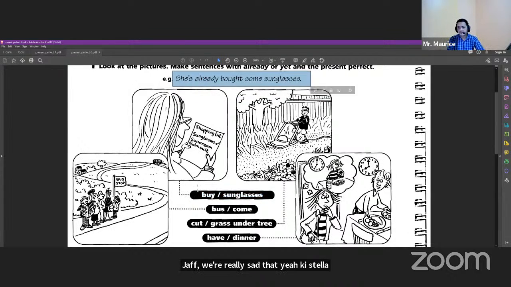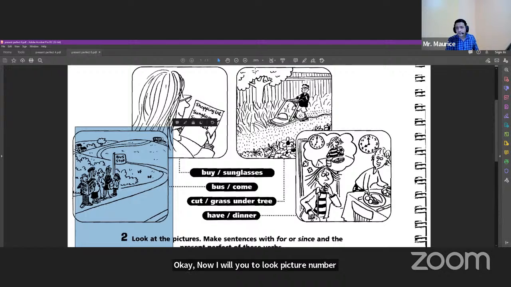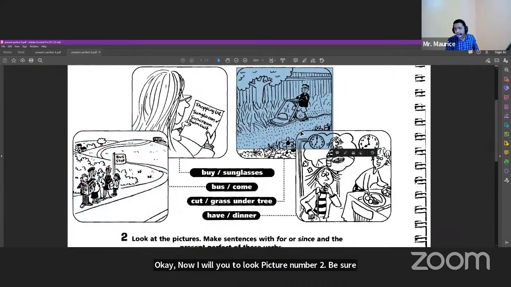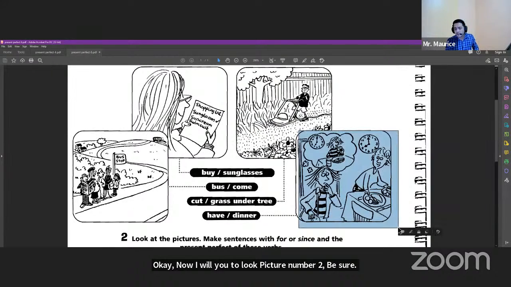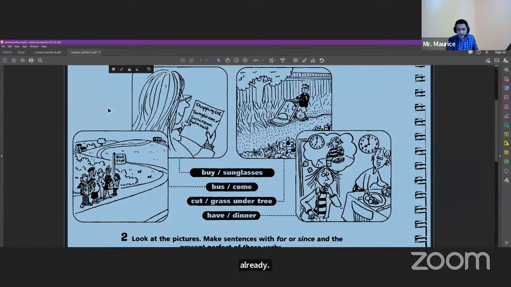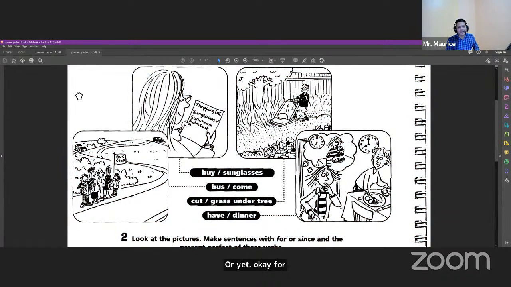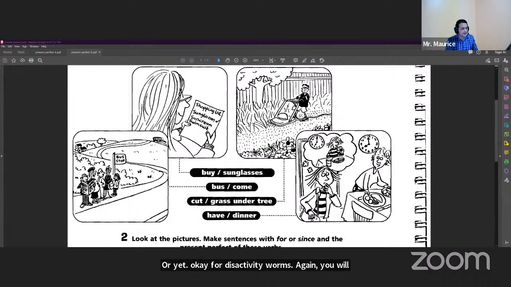You see? She's already bought some sunglasses. They're done. Ella ya ha comprado sus gafas. She's already bought some sunglasses, okay? Now, I want you to look at picture number 2, picture number 3, and picture number 4. It's up to you. You have to use already or yet, okay? For this activity, once again, you will have 5 minutes. Complete it, please. 5 minutes.